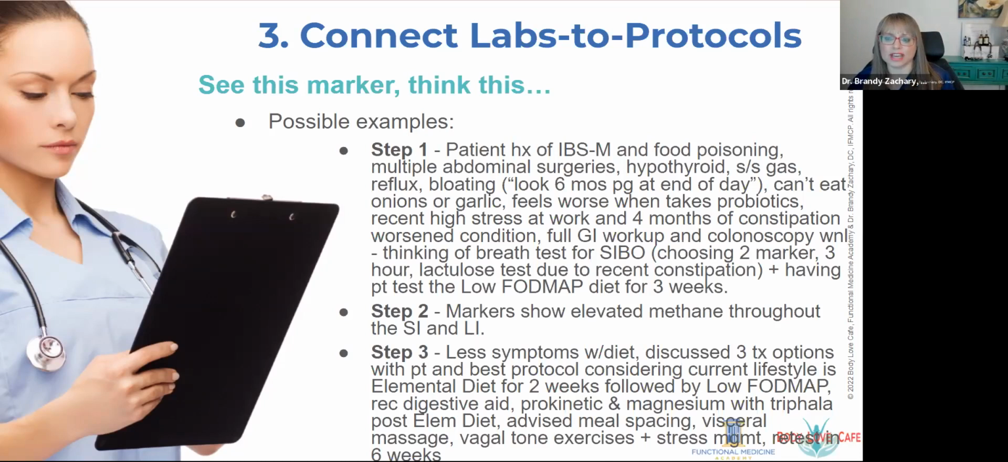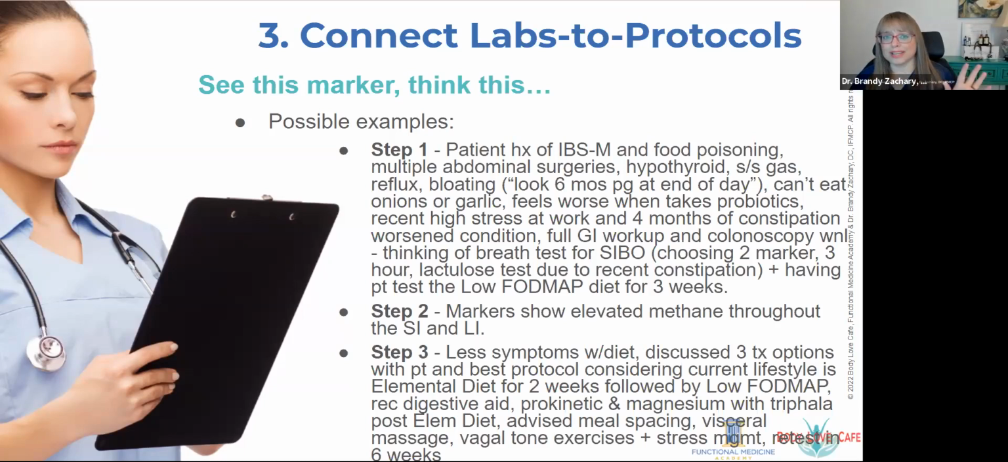And then after that, because you can do some things while you're waiting for the lab test to come back, you have the patient test the low FODMAP diet for 3 weeks and see what happens. All right, step 2, you have the lab report. You have the patient back. You find out that the markers show elevated methane all throughout the small intestines and large intestines. The patient reports fewer symptoms with that low FODMAP diet.